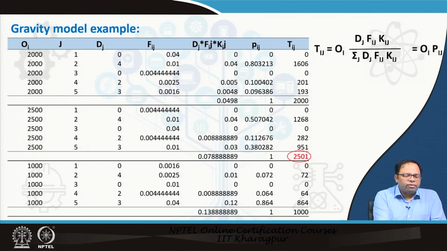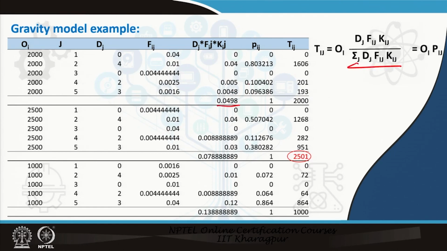So, in this table we have taken Oi to Oj, that means this is the total number of trips originating at i, which is 2000. This is the total number of zones 1 to 5, and we have Dj, the relative attractiveness, and we estimate the Fij values, the impedance values that we have already estimated earlier. Then we multiply Dj into Fij into Kij, we assume Kij equal to 1, and then we get these values. We sum it up, and then we determine Pij, which is the proportion: Dj for each zone multiplied by Fij into Kij, which is 1, divided by this summation value, and we get these values.